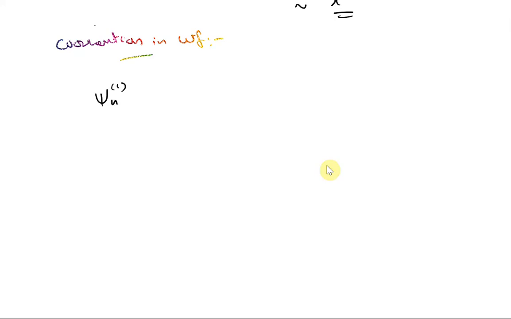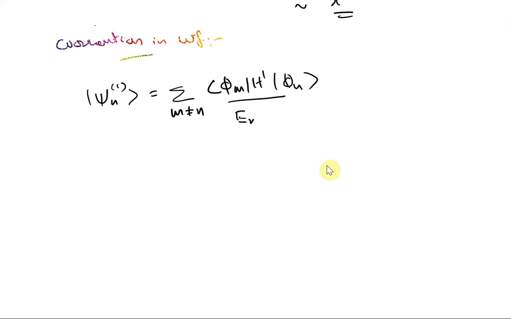phi n1 is our first order correction in the wave function. So this is actually obtained by sigma m not equal to n, phi m h prime phi n, divided by en0 minus em0. Now this is the expression for our first order correction in the wave function. So this is something that we have to investigate.